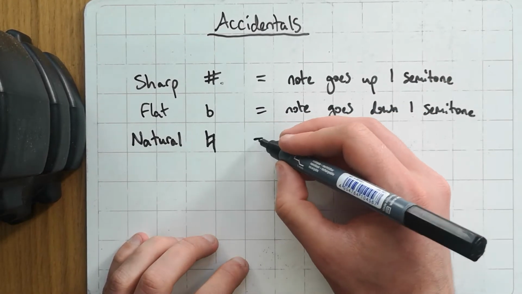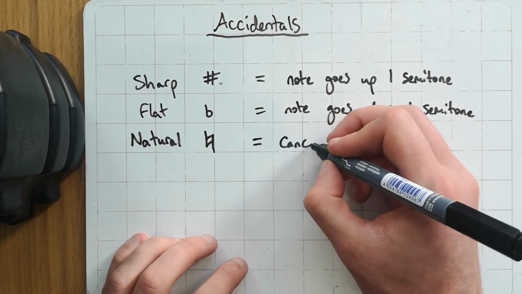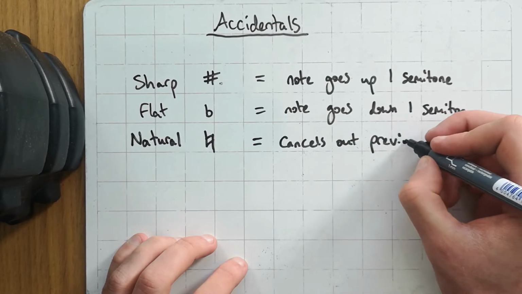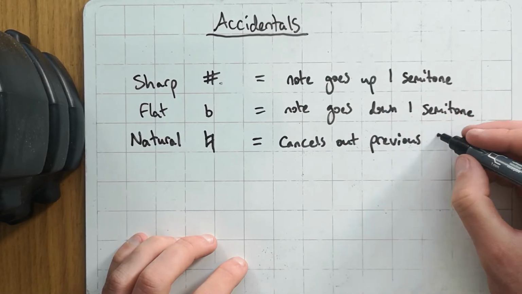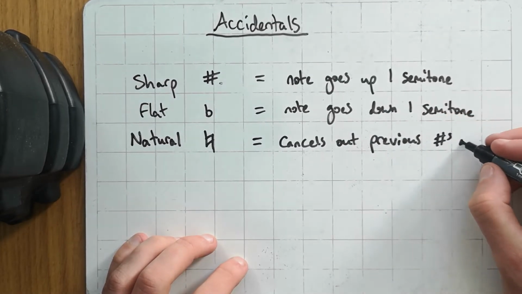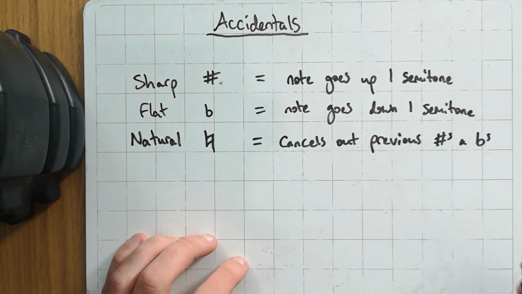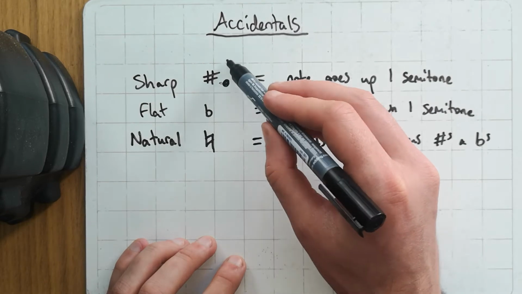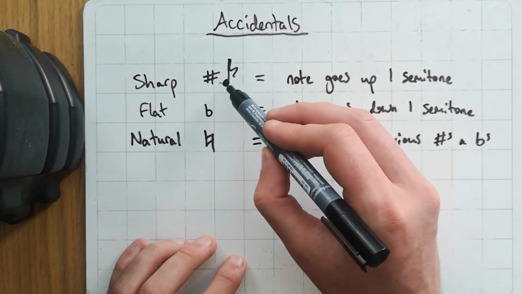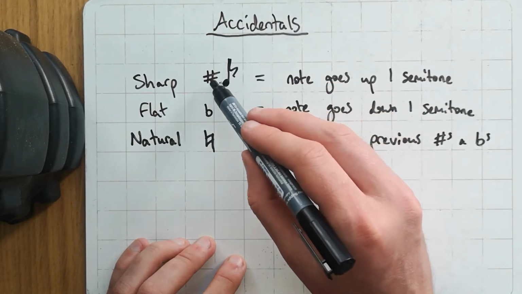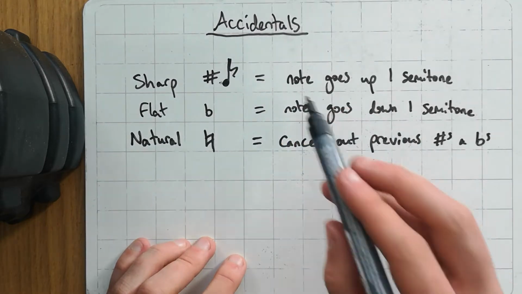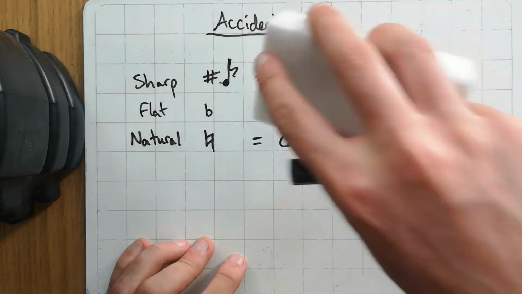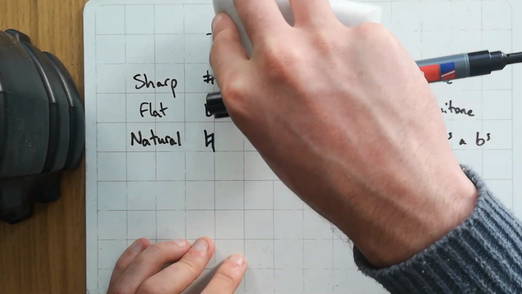And a natural symbol cancels out previous sharps and flats. Okay, so if you see that symbol in front of a note, like that, it means whatever that note is, it's no longer that note, it's been sharpened, it's gone up a semitone. So if that was an F, it's no longer an F, it's an F sharp. Okay, this is what sharps and flat symbols do.